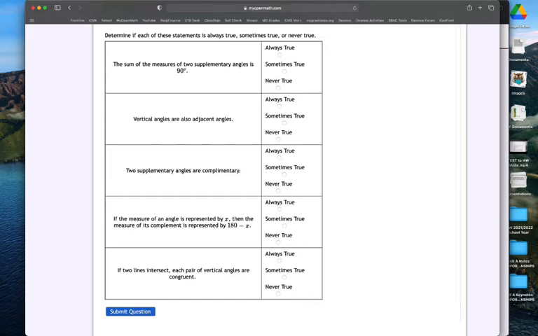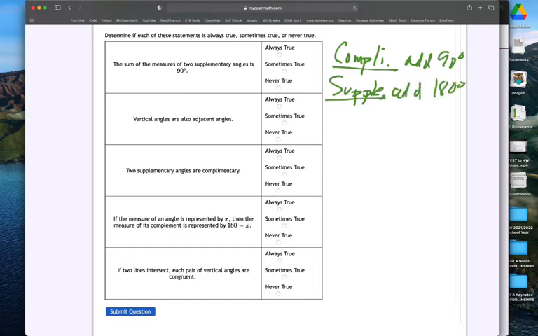So the thing that we have to remember in a problem like this is, first of all, complementary angles are angles that add to 90 degrees. Supplementary angles add to 180 degrees.